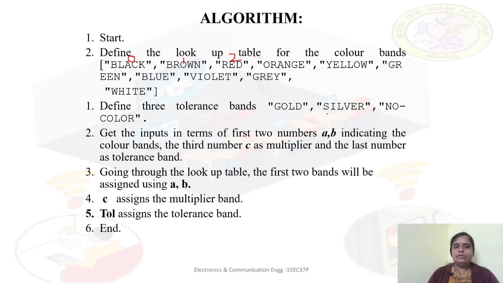10%, then it will be silver. If it's no color, then it will be 20%. So we are going to define these three also in an array. Next, we take the inputs from the user in terms of two digits, that is A and B.